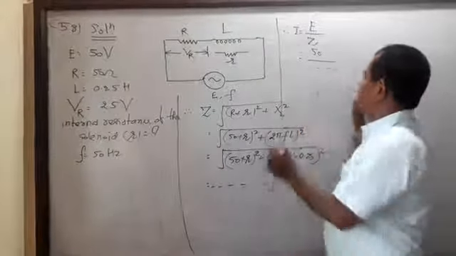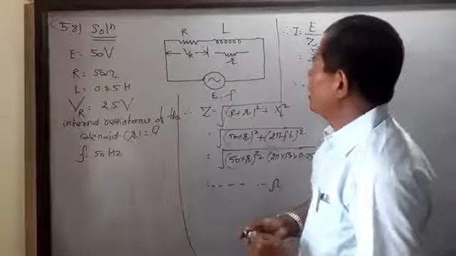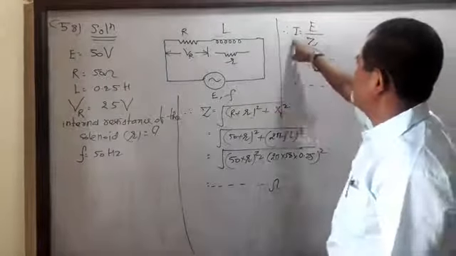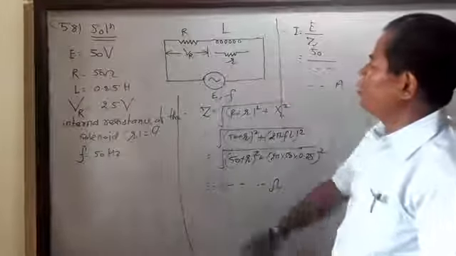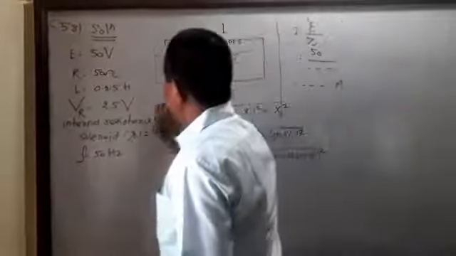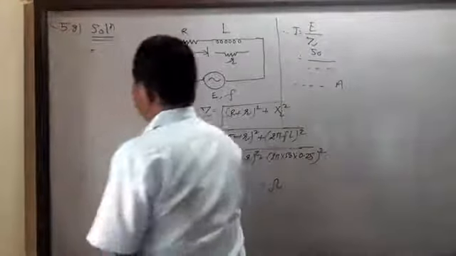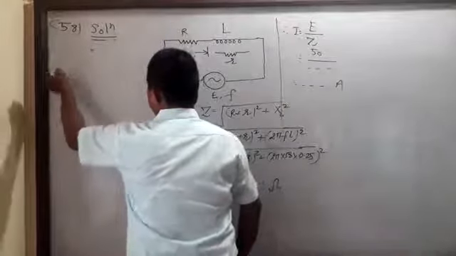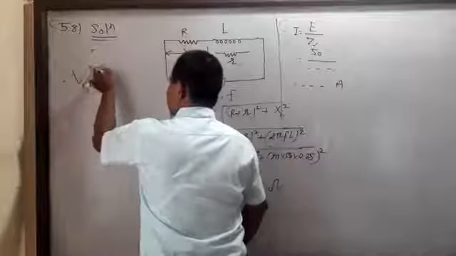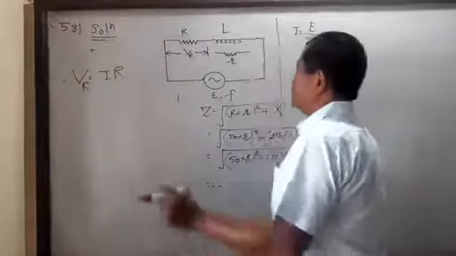Therefore, this is the current in terms of R, the value of current in terms of the internal resistance of the coil. Now we have determined the current in terms of R, but we have to find the value of R. Then what is the PD developed across the resistor? From Ohm's law, V is equal to IR. That's why VR is equal to I into R.